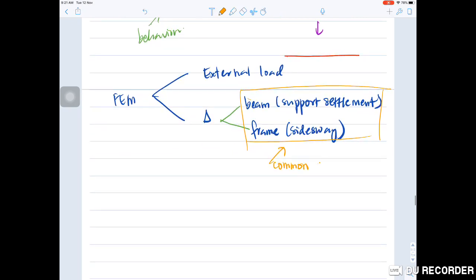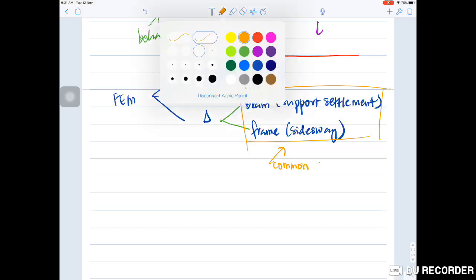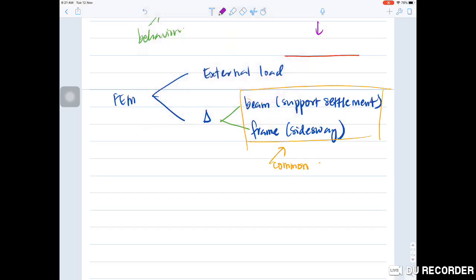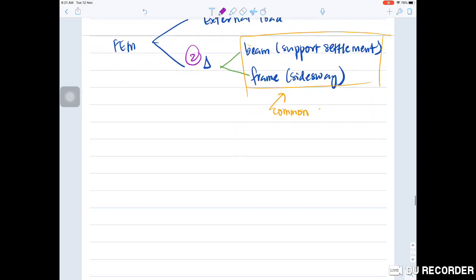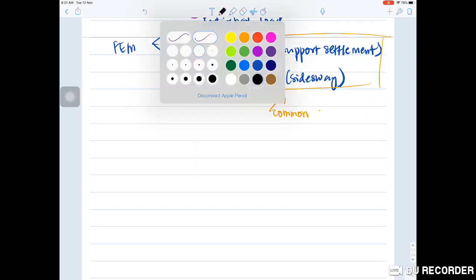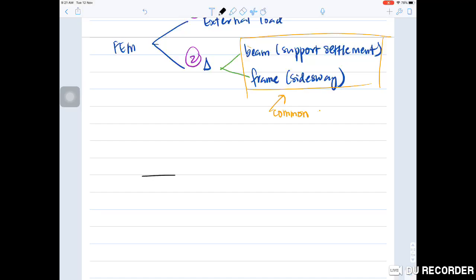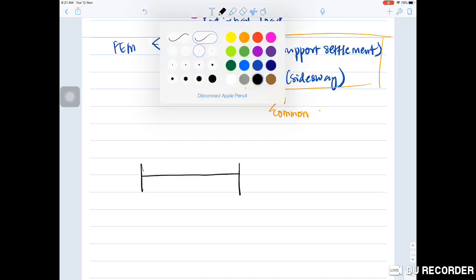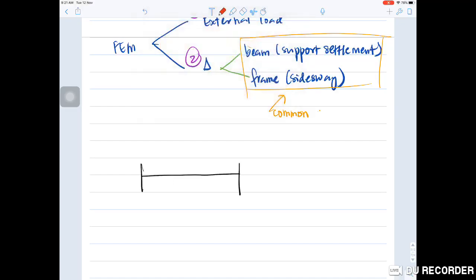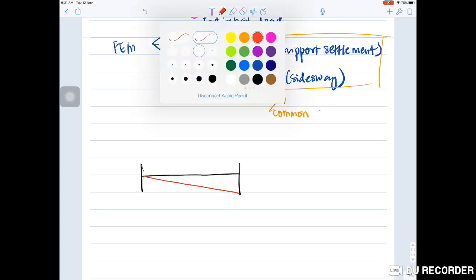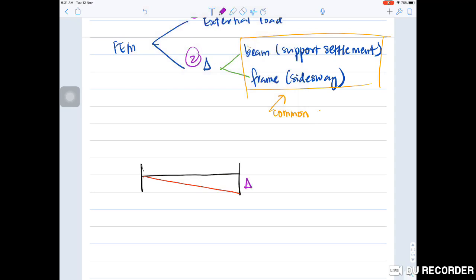Okay, I want to introduce you to number 2. This is number 1, this is number 2. Due to deflection. Let's say we consider a beam like this. The beam has been pushed to a new position due to delta.